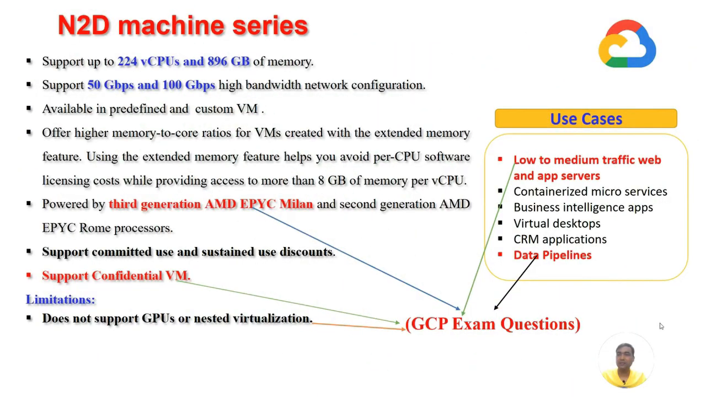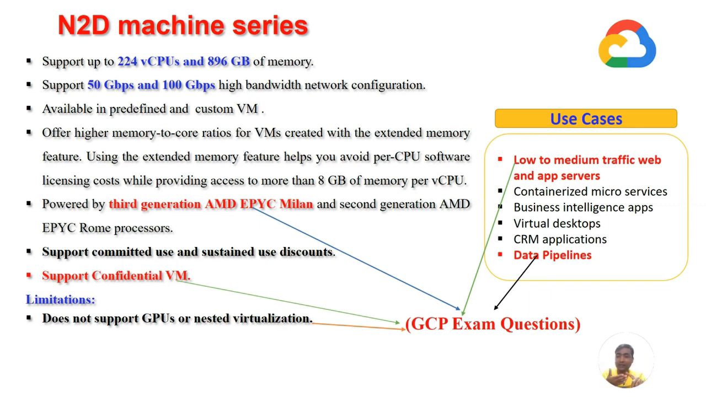Guys, let's discuss the N2D instances. They are a specific variant within the N2 series that features the AMD EPYC processor. Guys, the N2D machine series are available in both predefined and custom virtual machines. It supports committed use and sustained use level discounts. Guys, it supports Confidential VM. That is a very important point, guys. It would be helpful for your GCP examination.